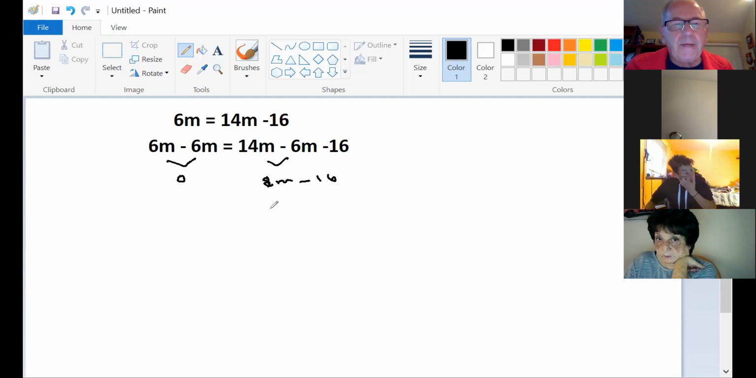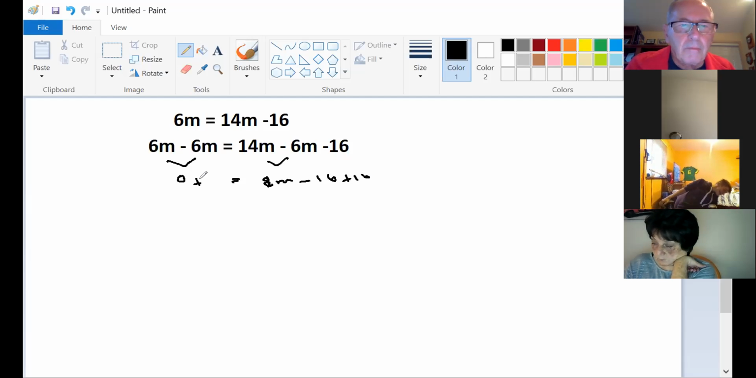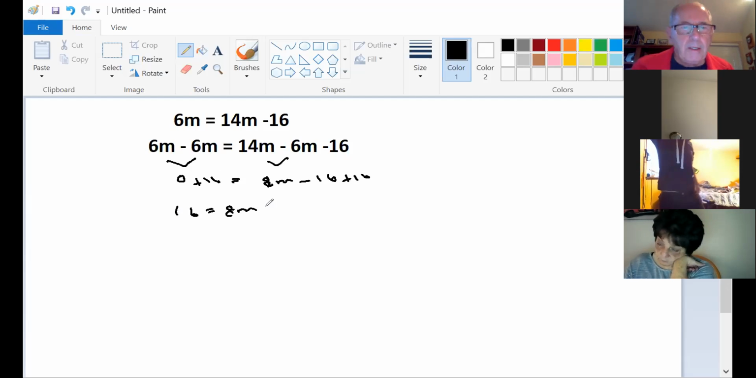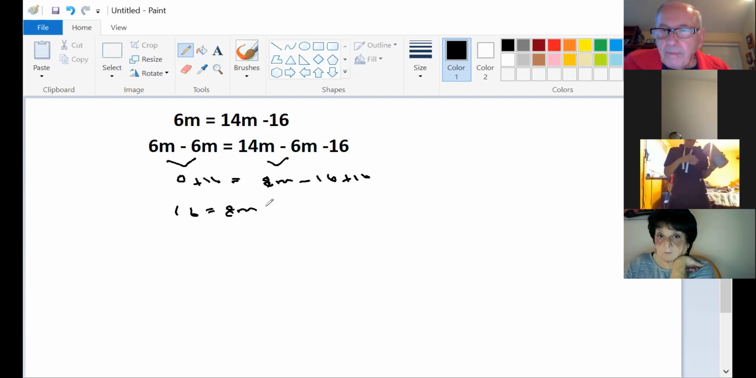So now I have to add 16 to both sides. I have to get that variable all by itself on one side, either left side or right side. It doesn't matter. So at this point, I'm just going to add 16 to both sides. So now I've got 16 is equal to 8m, right?